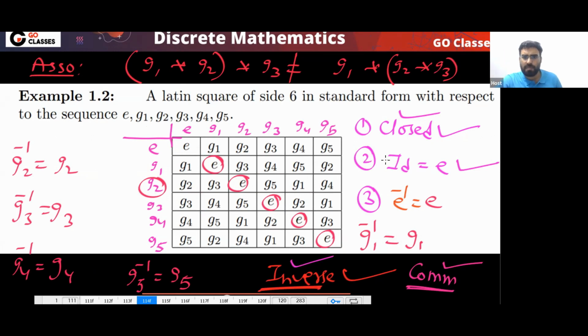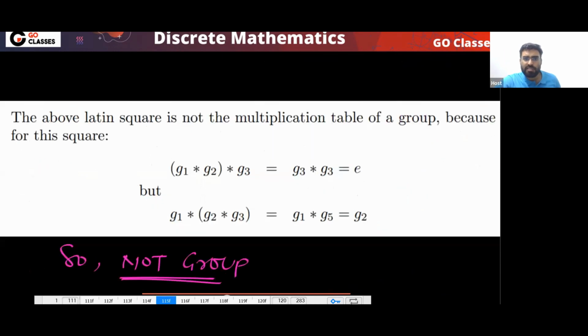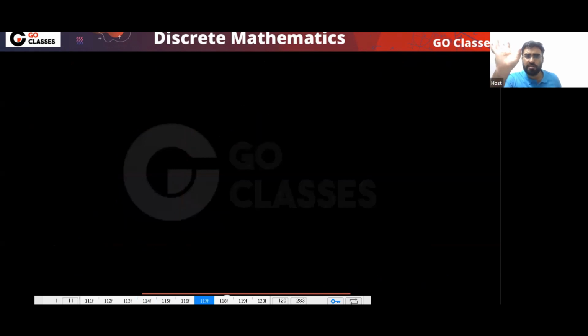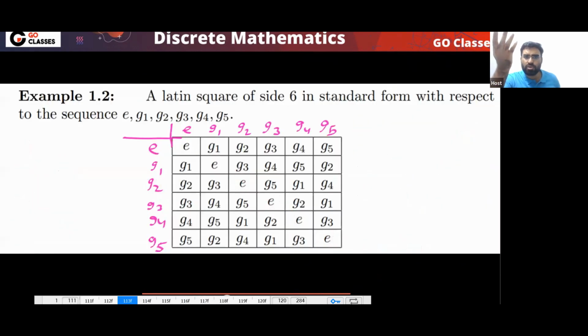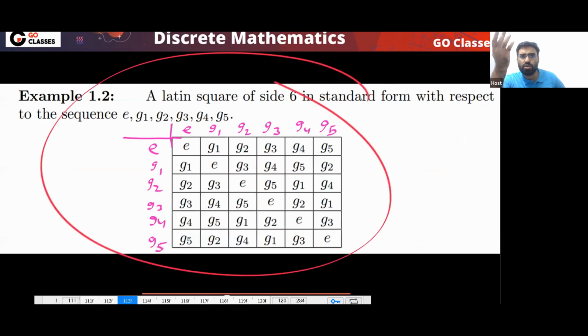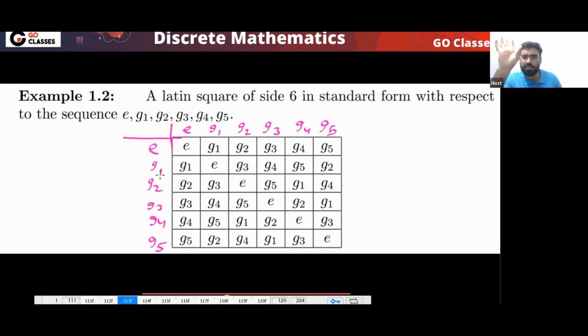Now let me tell you, checking associative property is very hard. So in the GATE exam, they will not ask you this big question. Don't worry. They will ask you a small question, with 2, 3 or 4 elements. Checking for associative property is very hard.